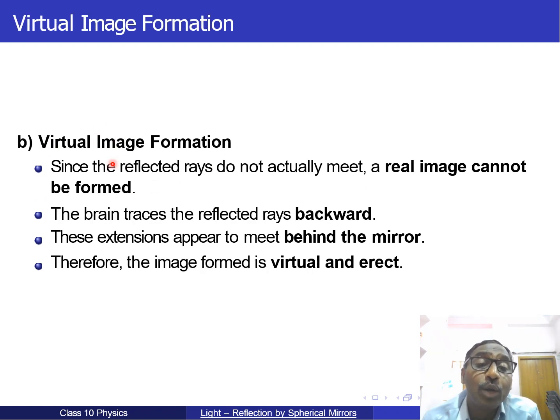Virtual image formation. Since the reflected rays do not actually meet, a real image cannot be formed. Our brain traces the reflected rays backward. These extensions appear to meet behind the mirror. Therefore, the image formed is virtual and erect.